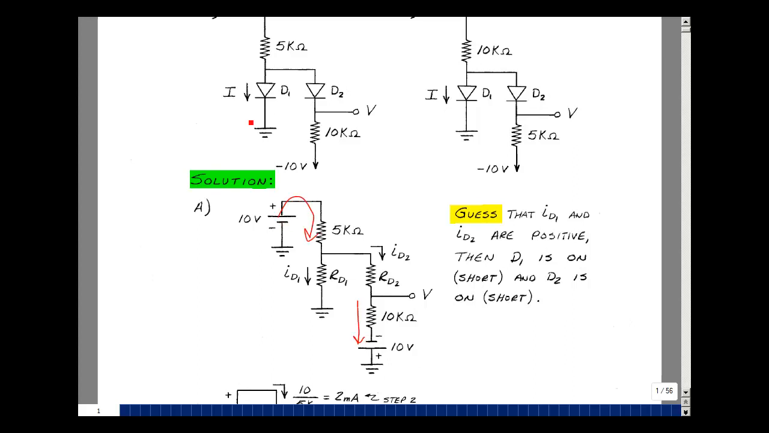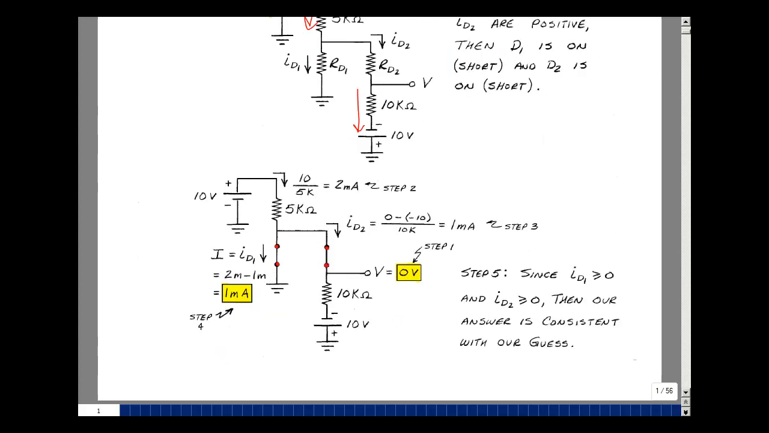Let's take these diodes and represent them as resistors. I'll call this RD1 and RD2. And let's label the current from anode to cathode. If current wants to flow this way, it'll look like a short. If current wants to flow this way, it'll look like an open. If current were to go around this way, it would appear that ID1 is positive. And if current went around this way, it would appear that ID2 is positive. So I'm going to guess that diode 1 and diode 2 are both short circuits.